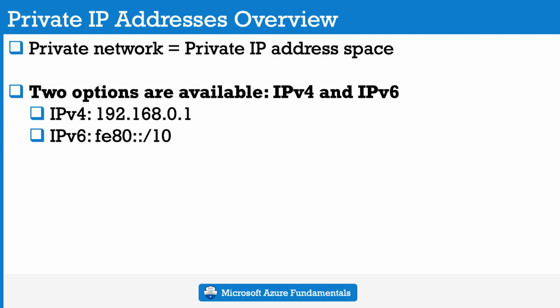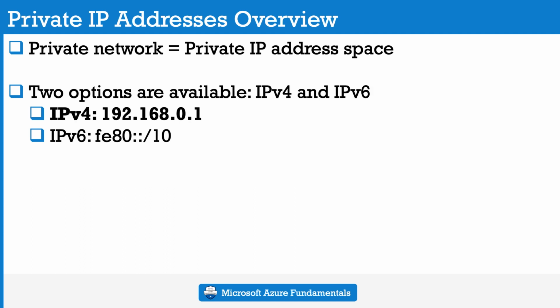Here's an example of a private IPv4 address, 192.168.0.1. IPv6 addressing uses a hexadecimal format. Here's an example of a private IPv6 address, FE80::/10. As I just said, private IP addresses are used in our homes as well, so let's have an example.